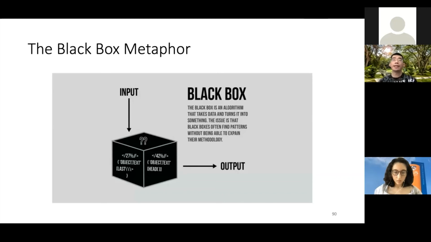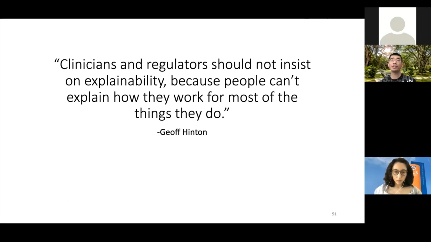And in healthcare, there remains concern about black box models, even if they have been properly vetted and can reliably achieve high performance. After all, we have seen with some of the examples earlier how badly things can go wrong when models learn spurious correlations in the data. But even when we can properly vet a model to ensure that these spurious correlations do not exist, it is unclear whether complete explainability is actually necessary. As Geoff Hinton, a leader in AI, was quoted on the subject, clinicians and regulators should not insist on explainability because people cannot explain how they work for most of the things they do.